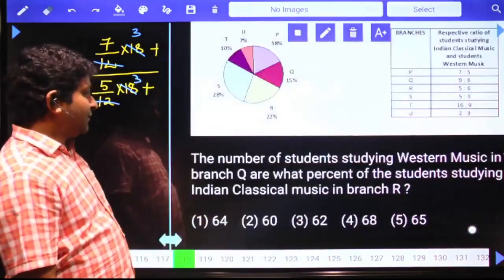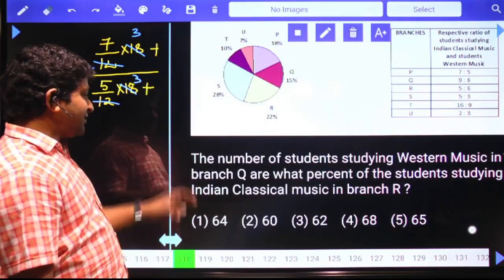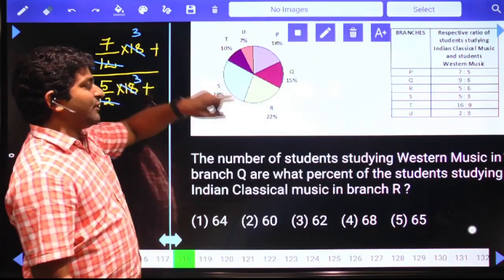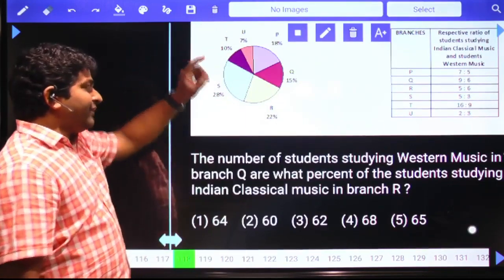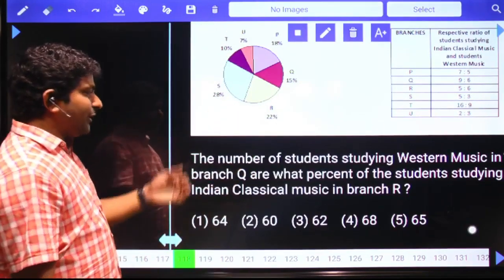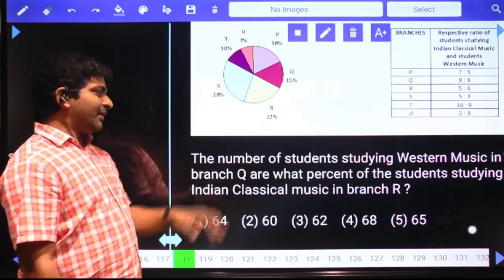Next. The number of students studying Western music in branch Q is what percentage of the students studying Indian classic music in branch R? Western music in branch Q, what percentage of Indian classic from branch R?